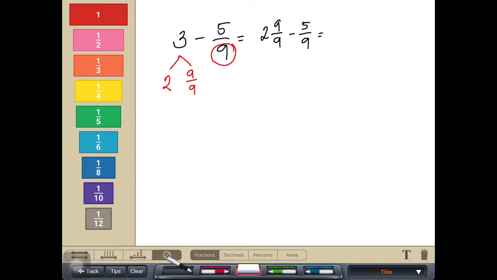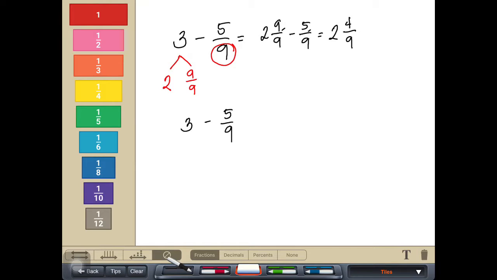Since we are not subtracting from the whole number, I can just copy that, and then 9 minus 5 will now be equal to 4, and then same denominator, 2 and 4/9. Let's try the other method wherein I will be turning 3 wholes into an improper fraction.